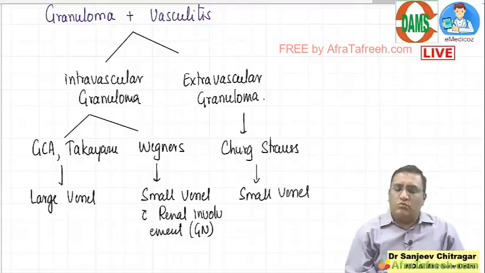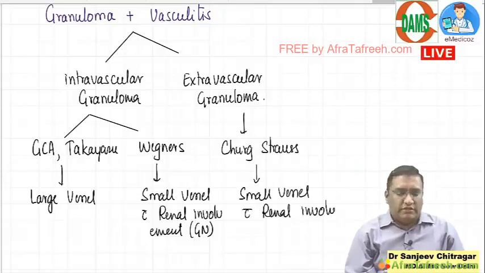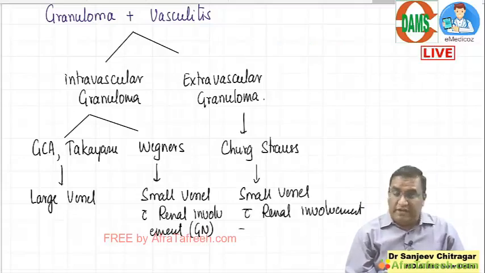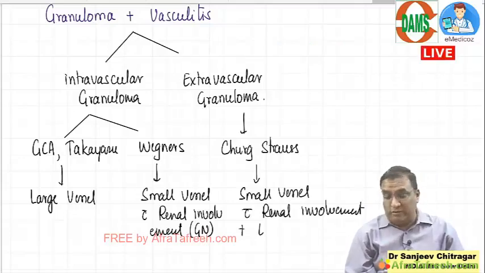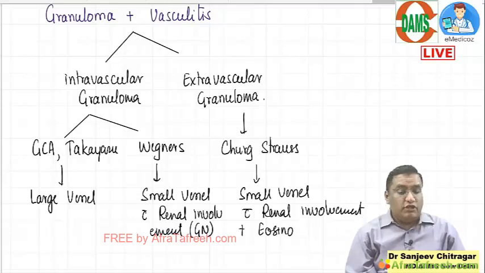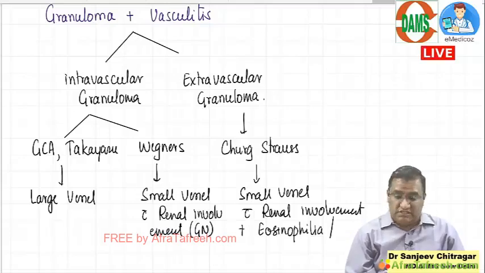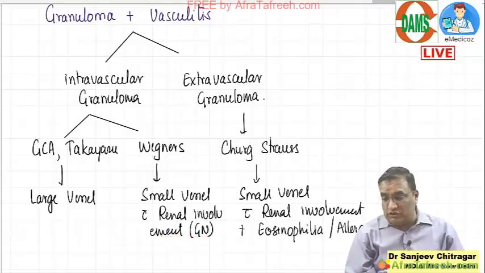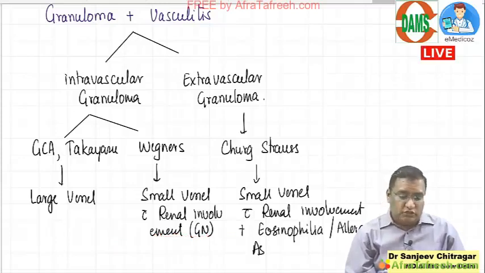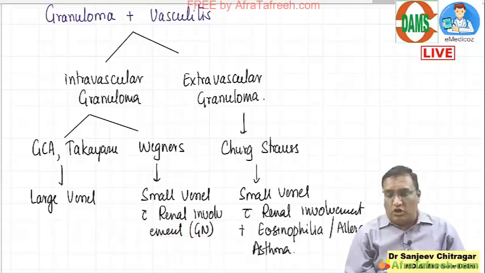So this will be a small vessel vasculitis with renal involvement. There will be renal involvement here also, glomerulonephritis will be there, and there will be eosinophilia. So this is the key word that you will be looking for, eosinophilia. Yes, eosinophilia, allergy or asthma.